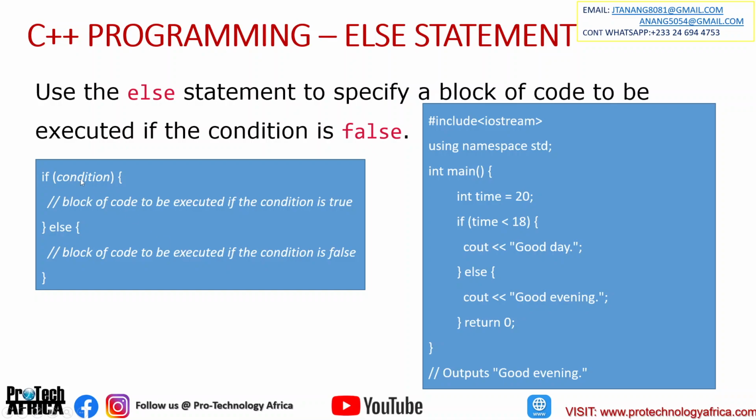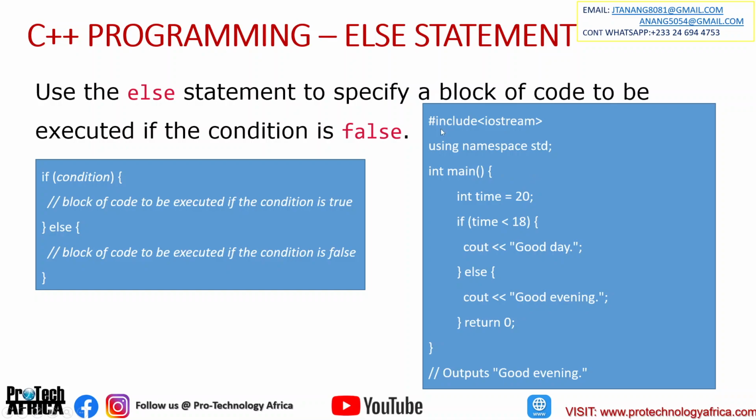So over here, if the condition is true, the first block of code will be executed. Now, else, the second block of code will be executed. So, if the first condition is false, then it means that the second block can be executed. So over here we have the block of code to be executed if the condition is true, else the block of code to be executed if the condition is false. So if this condition is false, the else statement will be executed. If the condition is true, the first statement will be executed.